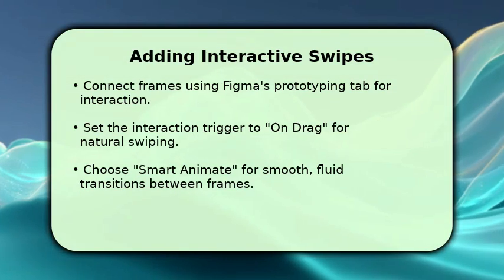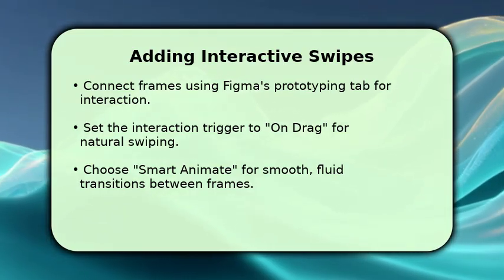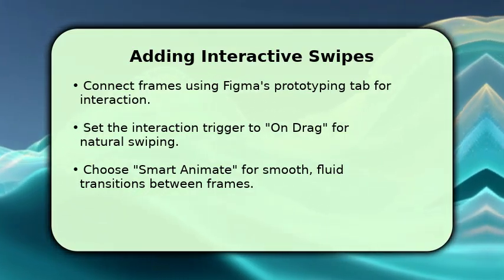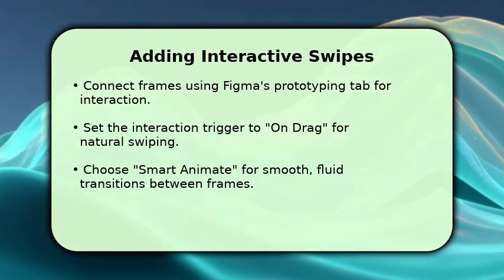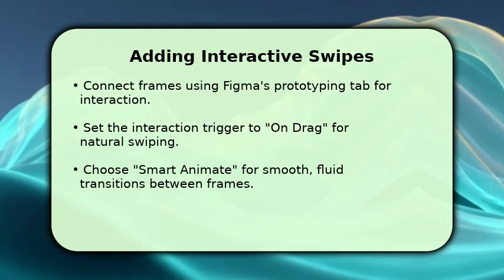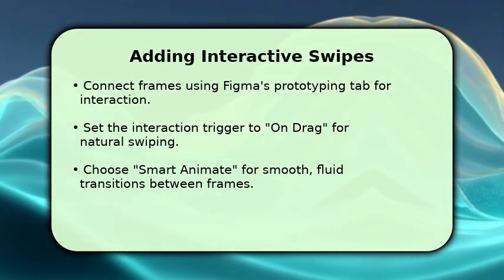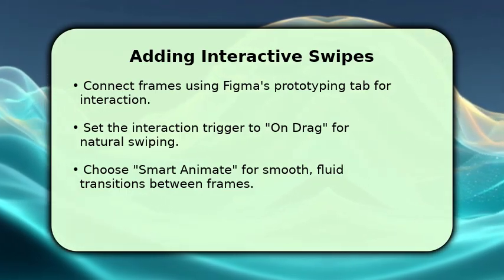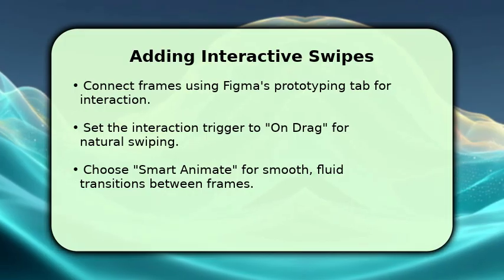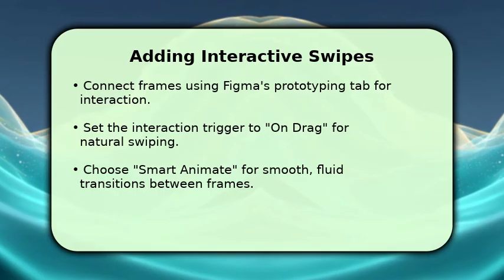With your frames ready, it's time to add the interactive swipe. Navigate to the Prototype tab in Figma. Select an element on your first frame, then drag a connection arrow to the next frame. In the interaction details, choose on drag as the trigger. For the animation, select Smart Animate to ensure a seamless and visually appealing transition. Repeat this process for all your frames, connecting them in both directions to allow for back-and-forth swiping.